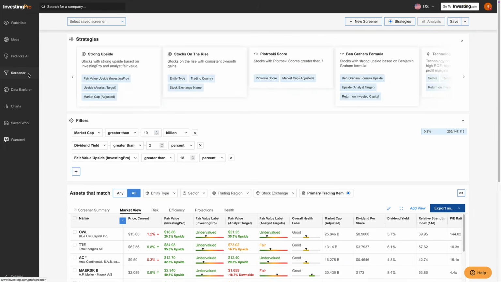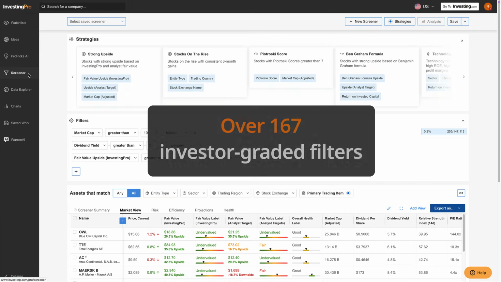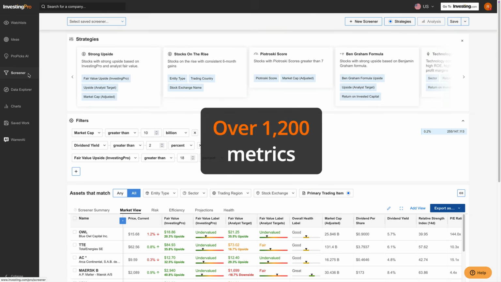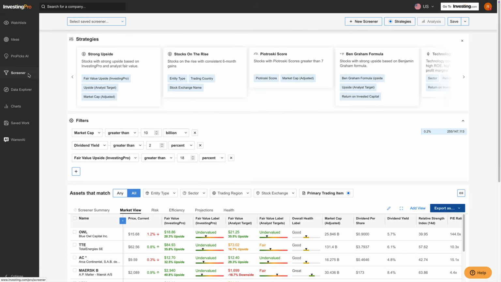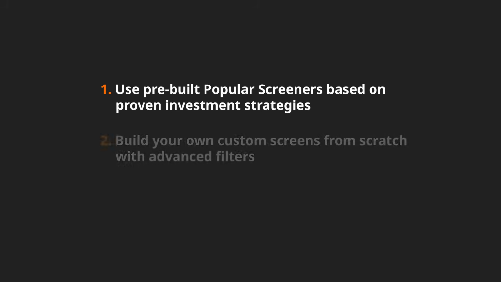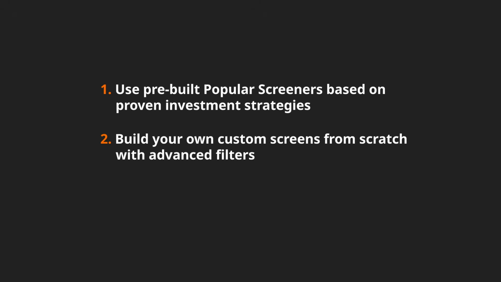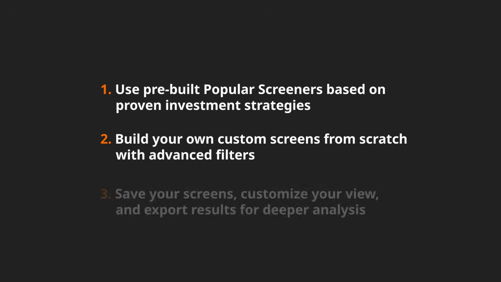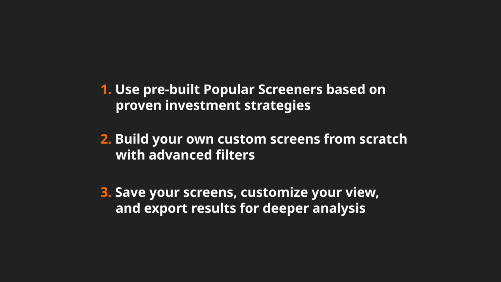It lets you filter through thousands of stocks in seconds using over 167 investor-graded filters and more than 1,200 metrics. In this video, I'll show you three things. First, how to use pre-built popular screeners based on proven investment strategies. Second, how to build your own custom screens from scratch with advanced filters. And third, how to save your screens, customize your view, and export results for deeper analysis.